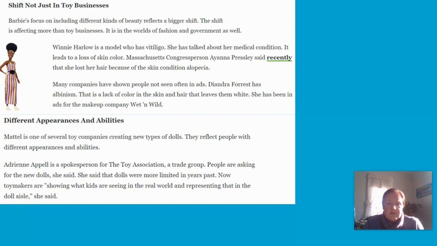Massachusetts Congressperson Ayanna Pressley said recently that she lost her hair because of the skin condition alopecia. Many companies have shown people not seen often in ads. Diandra Forrest has albinism. That is a lack of color in the skin and hair that leaves them white. She has been in ads for the makeup company Wet n Wild. Different appearances and abilities.